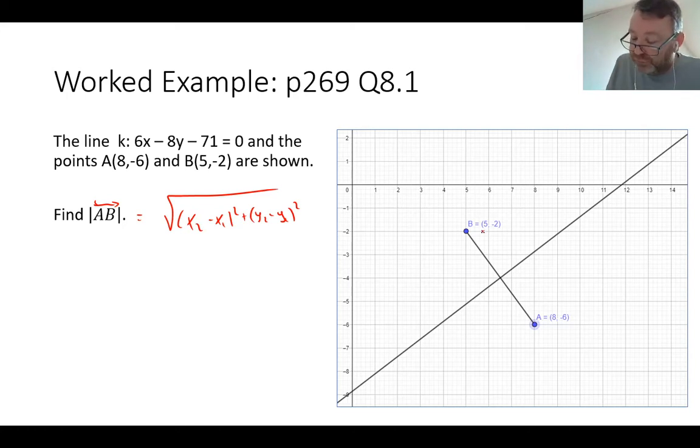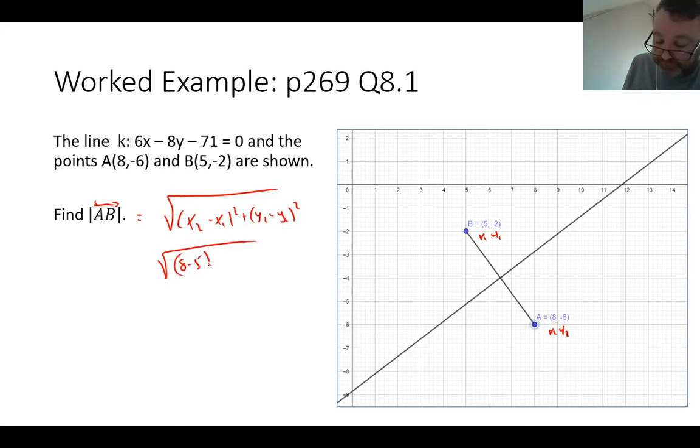Now, what do I advise you to do? x1, y1, x2, y2. And just sub them in exactly as they are. So x2 minus x1, that's 8 minus 5, to be squared. And substitute, don't do any calculations until the end. And then y2, which is minus 6, minus, be careful, minus minus 2, all to be squared. Now leave the working out to the next line. What does that give me? 8 minus 5 is 3, and 3 squared is 9. Minus 6 minus minus 2.